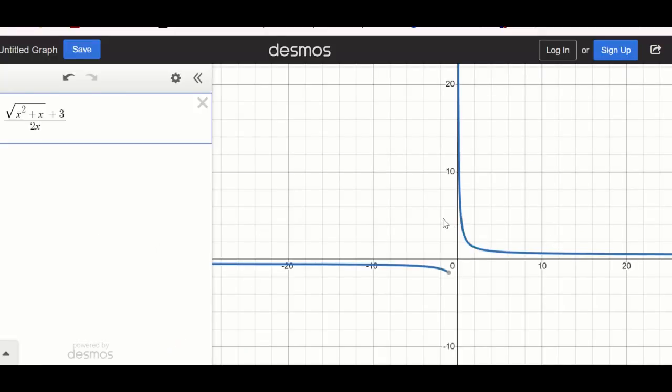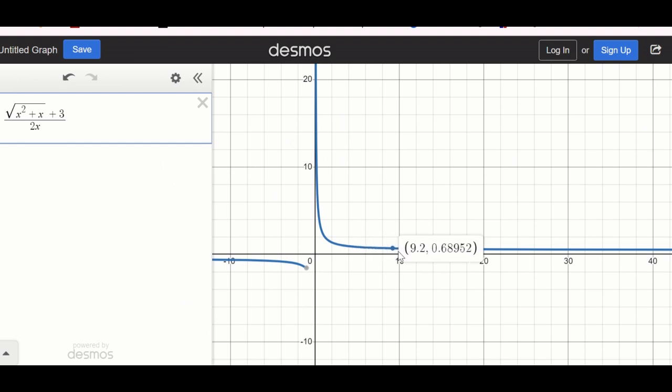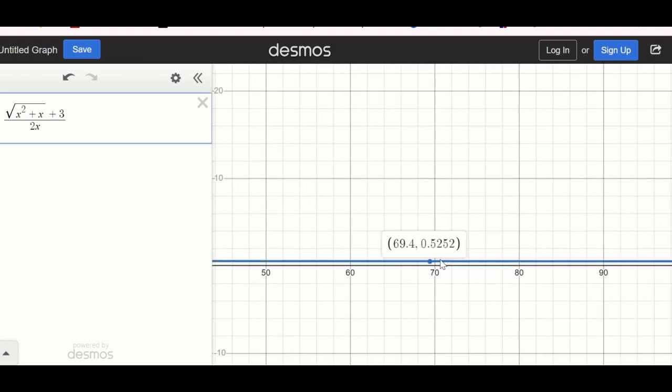So visually, as we're shooting off in this direction, we should start seeing this function, the y coordinate, get closer and closer to 0.5. So closer and closer and closer. It's not going to drop below 0.5. It's going to approach 0.5.